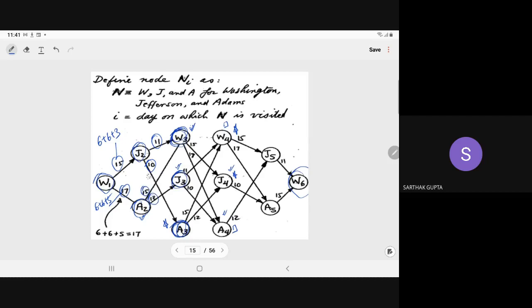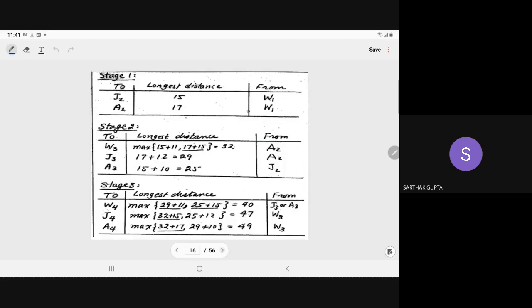So in this way we can draw the network, right? The same as whatever we have done in the previous question for the shortest route. Now we will go for the longest route. Any doubt in making this diagram?